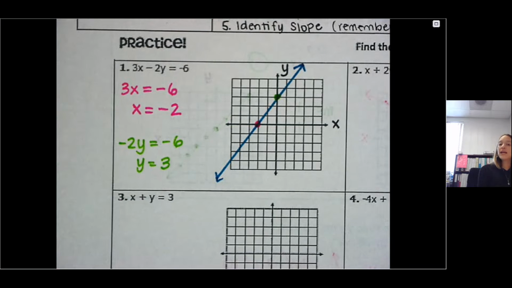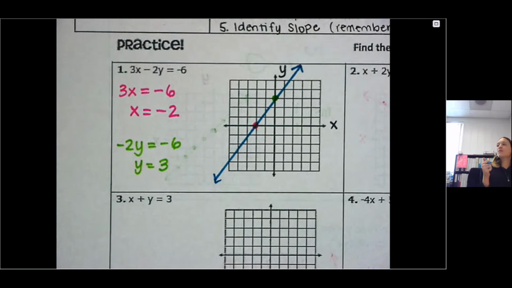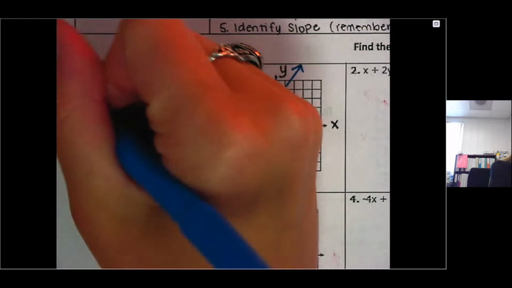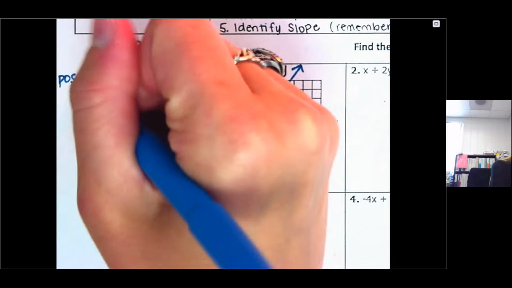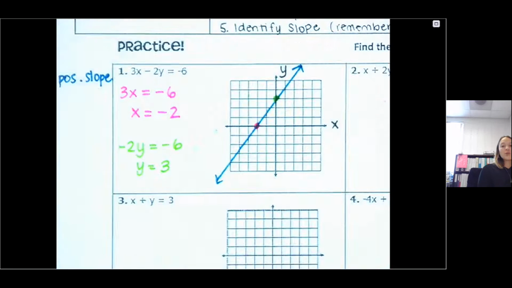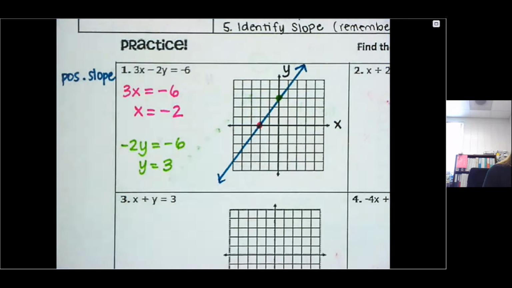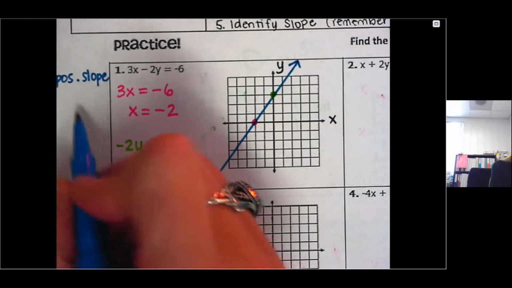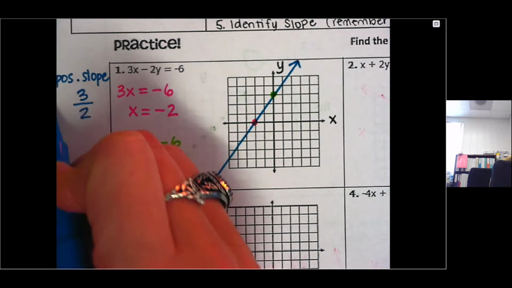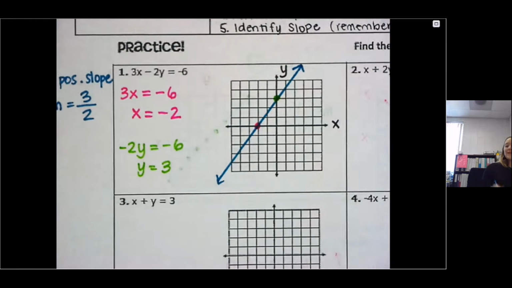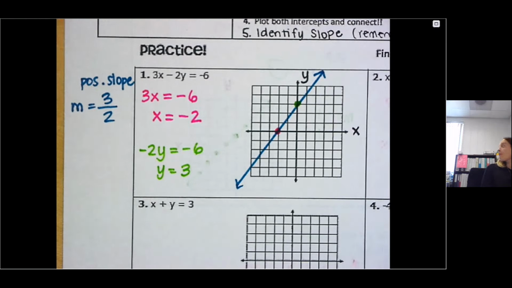So now let's look at it very carefully. Is this a positive slope or a negative slope? Positive. It's positive slope. And what is the slope in this problem? What's the rise over the run? Use the 2 points you got right there. 3/2. Up 3/2. That's your slope. Ta-da! Then you're done. Wasn't that faster and easier?